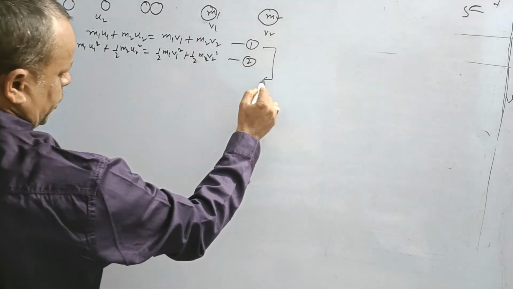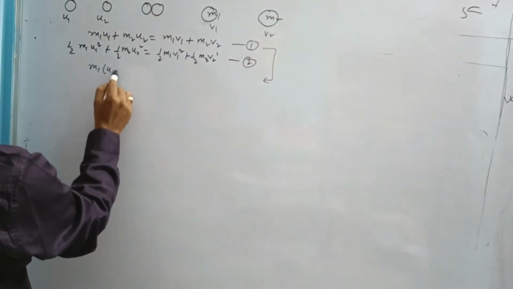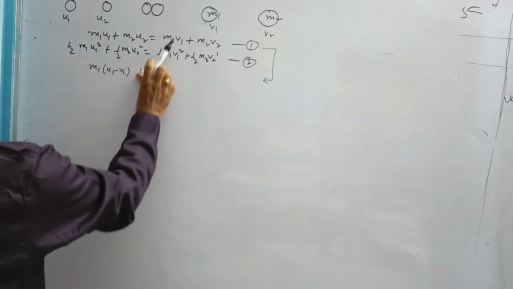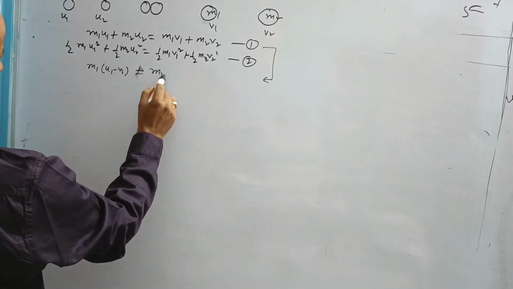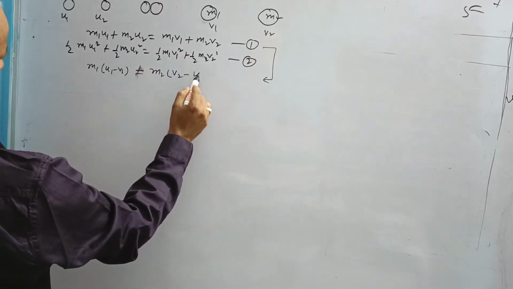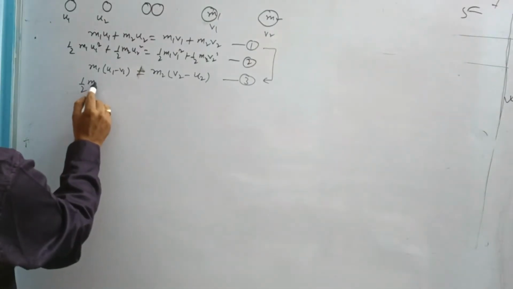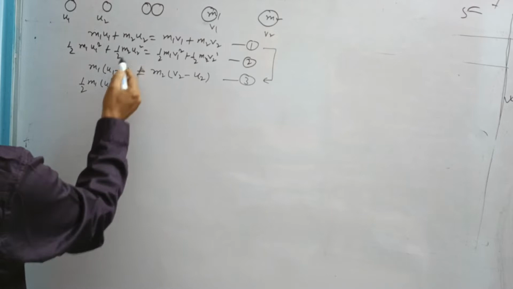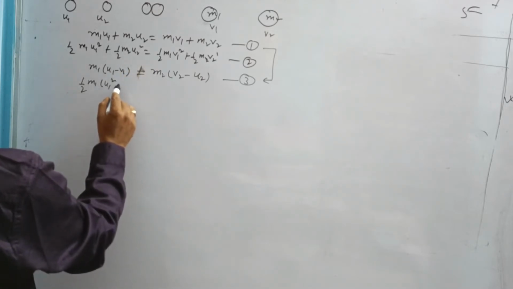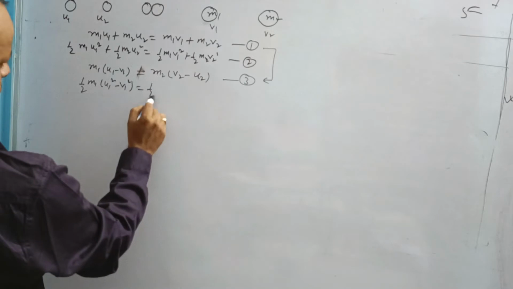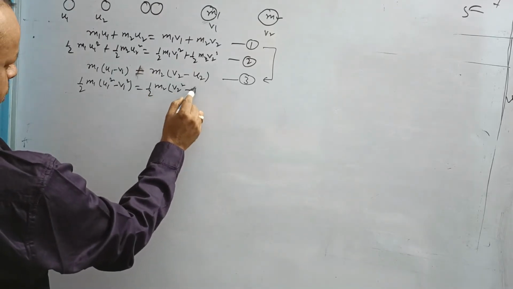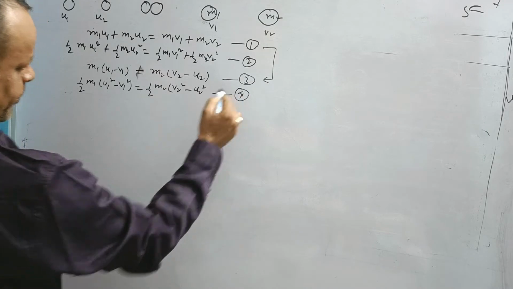From here we will derive the third equation. It is derived from equation 1 only. We will take M1 common outside, this is U1 minus V1. We will take this M2, that will be equivalent to V2 minus U2. This is equation third, which has been derived from equation 1. Similarly, we will derive equation 4th, which is derived from equation second: half M1 into U1 square minus V1 square equals half M2 into V2 square minus U2 square.